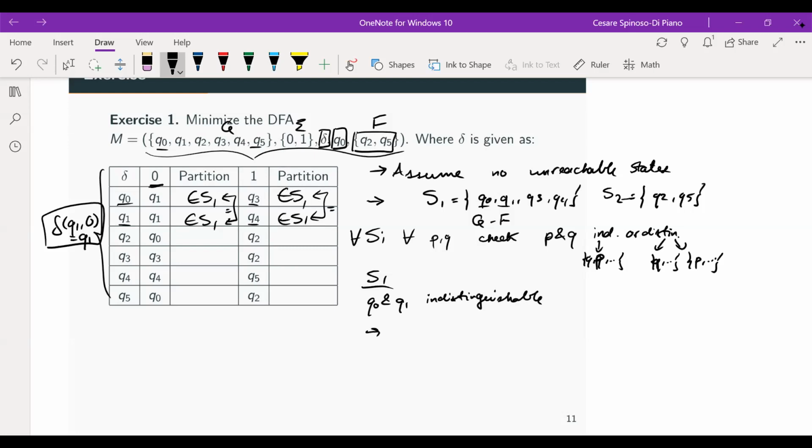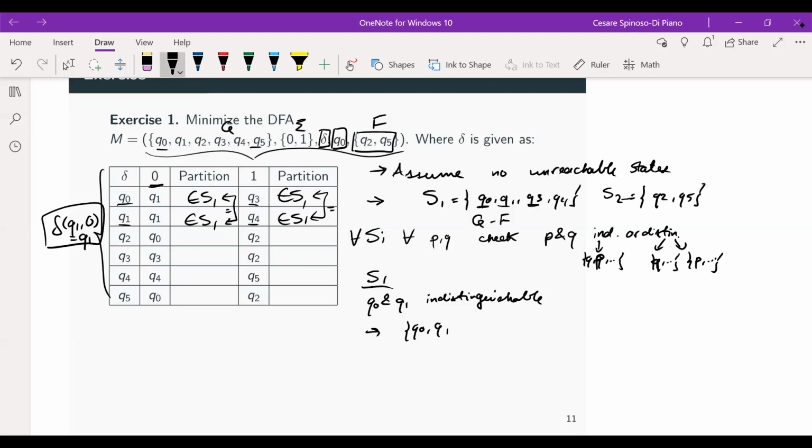So that means that for now we have that Q0 and Q1 are in the same partition. Perhaps, so I'm keeping it, not closing it yet, because perhaps there are more states that are going to be in this partition. Okay. So now that I've checked Q0 and Q1, let's do Q0 and Q3.